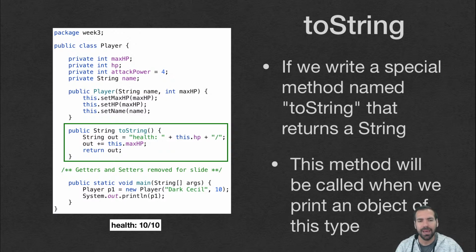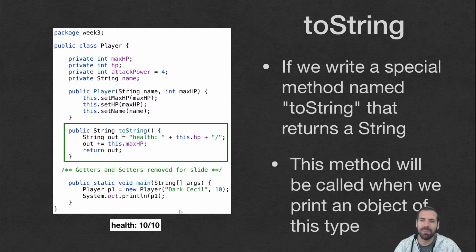If you write a method like that, Java will see what you're doing here and it'll say, I know what you want. You want me to call this method when your stuff's printed to the screen. Or you could call toString directly also. But it's going to call toString when you print something to the screen, and whatever string this method returns, that's what you're going to get printed to the screen instead.